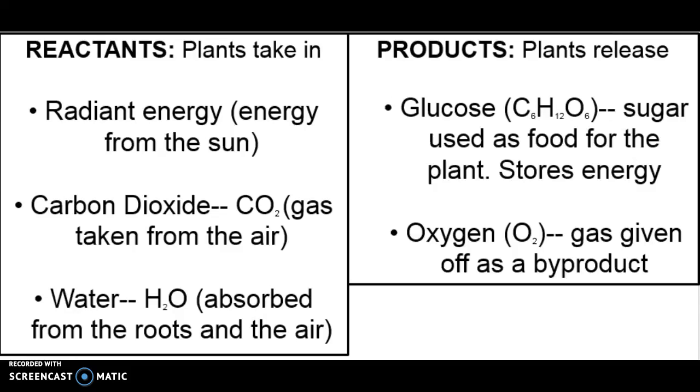So it's pretty easy. Let's start with the reactants. Reactants are the things that the plant takes in to do photosynthesis. And there are three reactants. The first reactant we talked about was radiant energy. None of the photosynthesis process can happen without radiant energy. And you already knew, hopefully, that radiant energy is the energy from the sun.